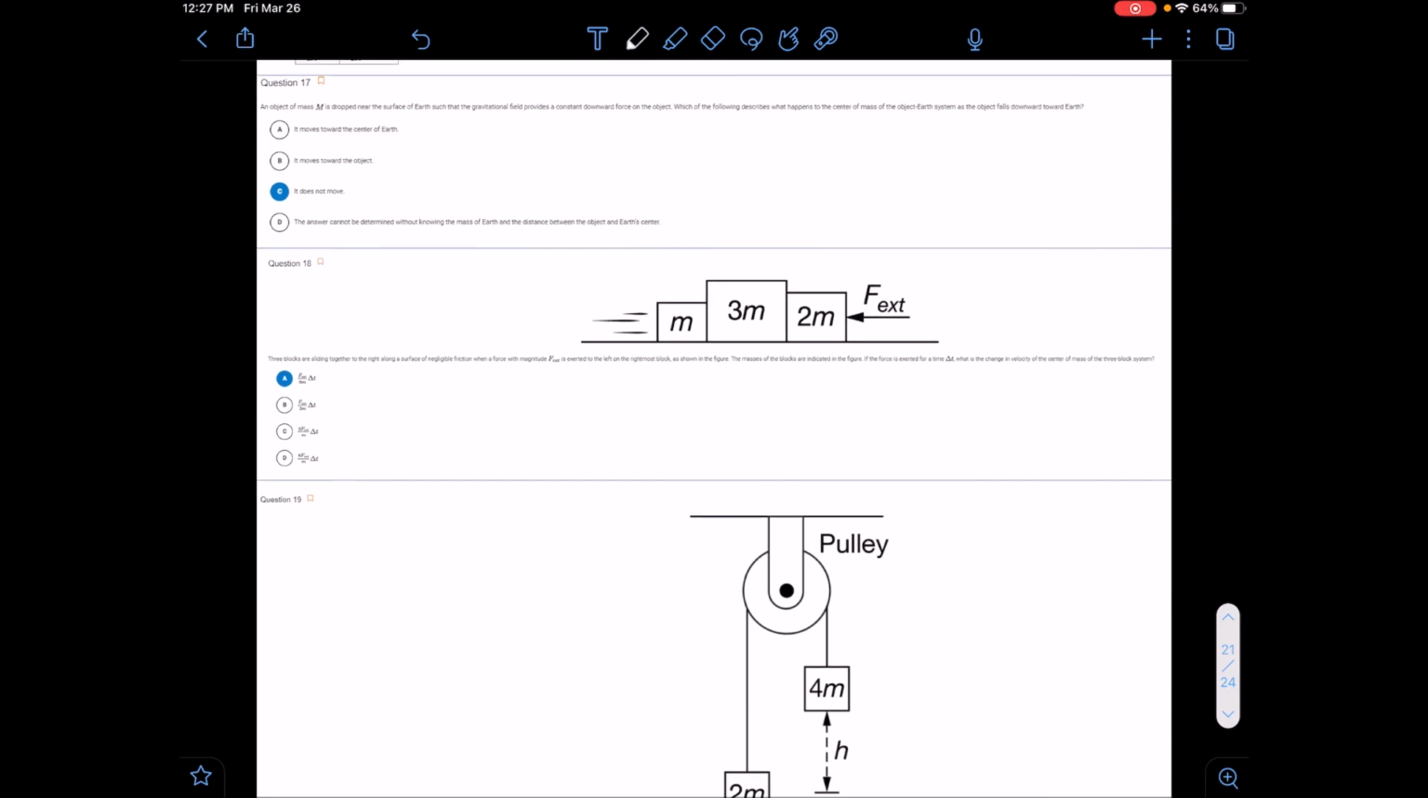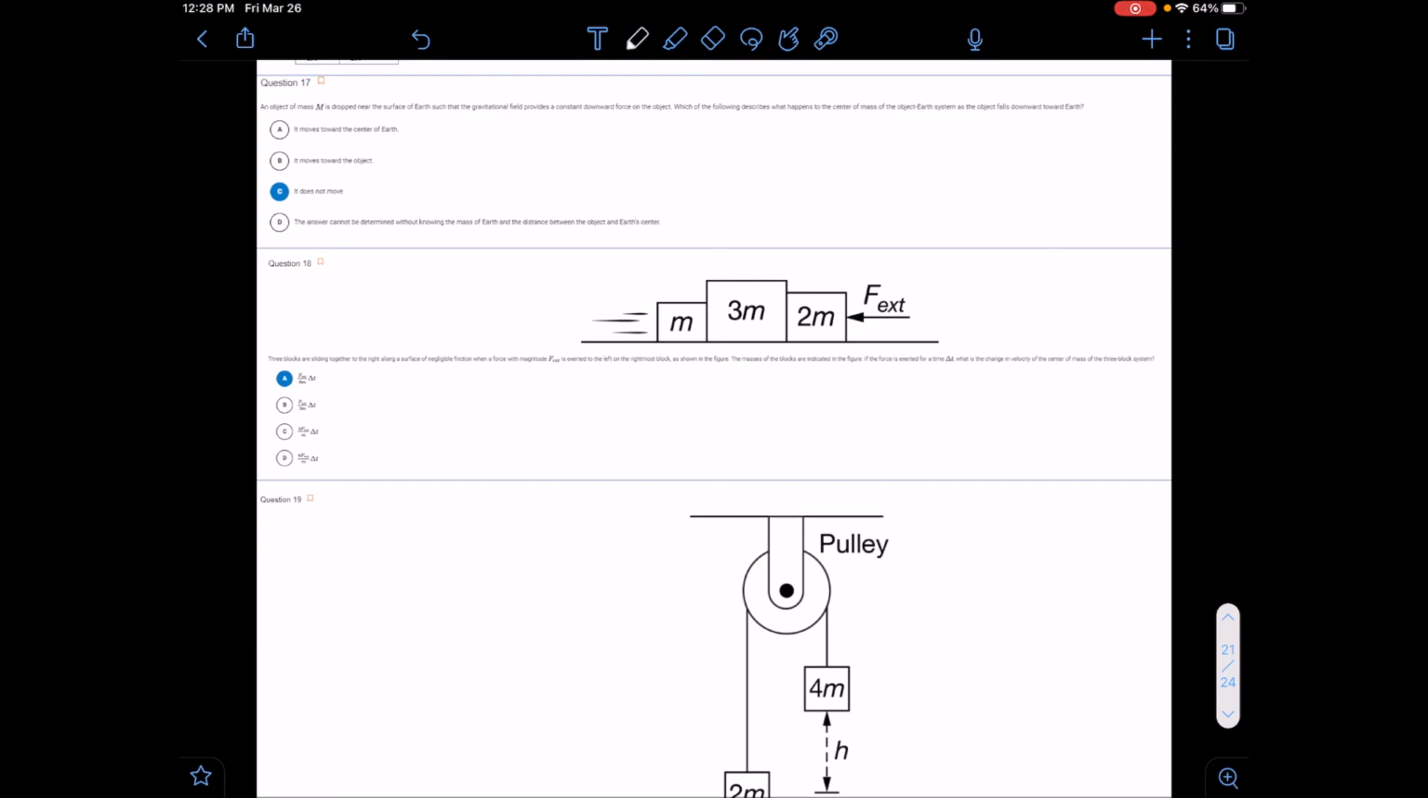An object of mass m is dropped near the surface of Earth such that the gravitational field provides a constant downward force on the object. Which of the following describes what happens to the center of mass of the object Earth system as the object falls downwards towards the Earth?